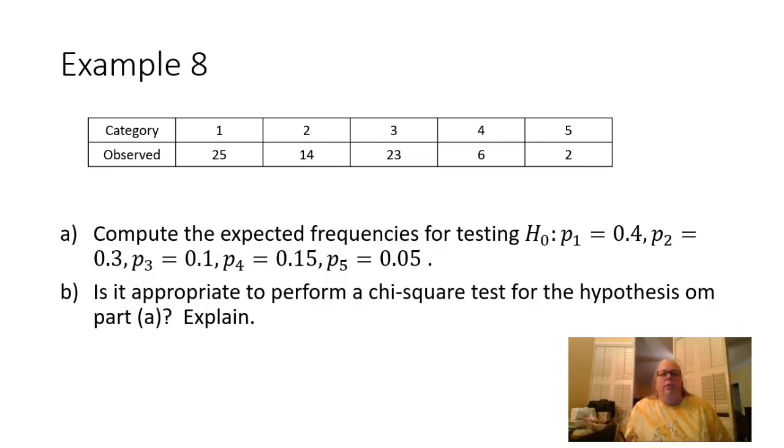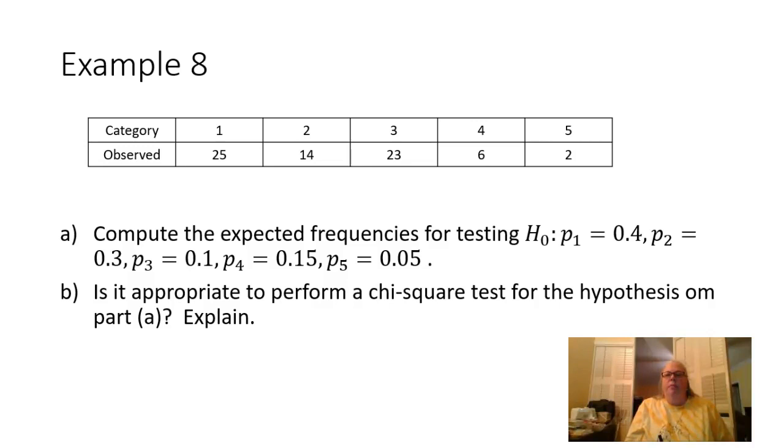Example 8. We have a table here that's got our 5 categories and our observed values. For part A, we want to compute the expected frequencies for testing the null hypothesis. The probability of category 1 is 0.4. The probability for category 2 is 0.3. The probability for category 3 is 0.1. The probability for category 4 is 0.15. And the probability for category 5 is 0.05.